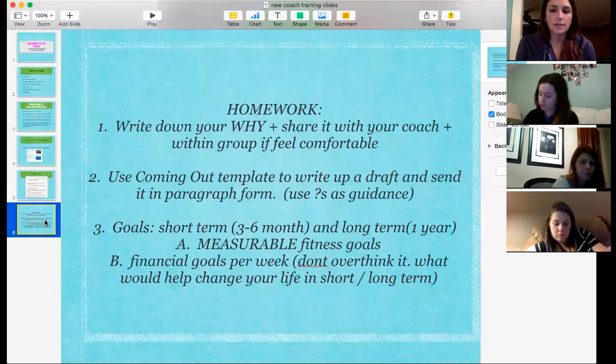And then financial goals. Again, don't overthink it. Just think, what would be awesome? Like if within 3 months I was making $50 a week, and that would pay for my car payment. And then think about a year from now.